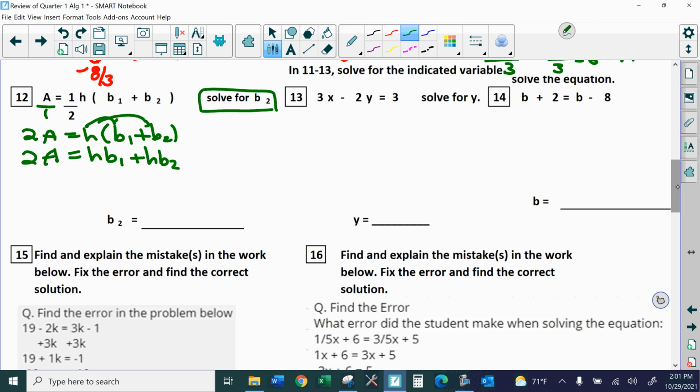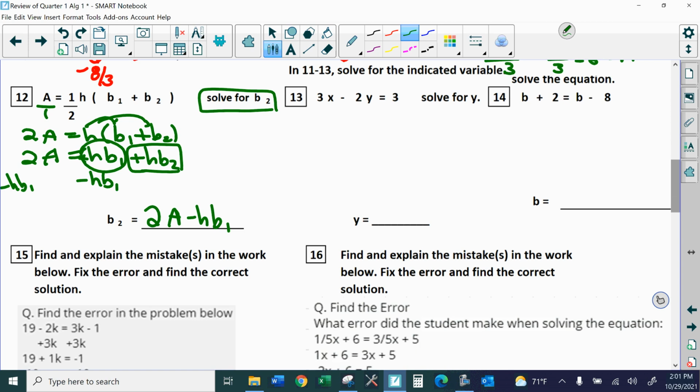I'm solving for b sub 2. So I want to get rid of this entire term. When I get rid of an entire term across, I'm doing the opposite operation, subtraction. Remember, it's either addition or subtraction. Since that's already a plus, it's a minus. So I'm subtracting hb sub 1 from both sides. So now I'd have 2a minus hb sub 1 equals the hb sub 2 right here.